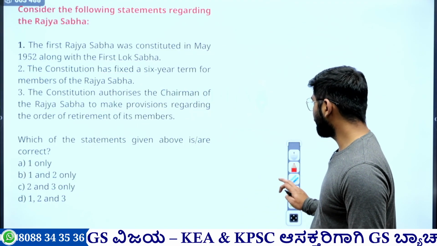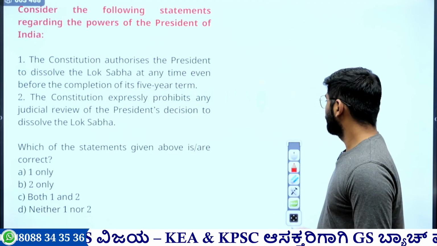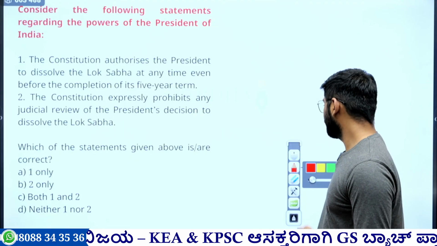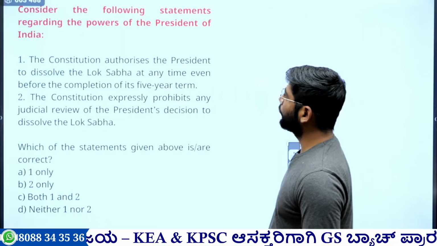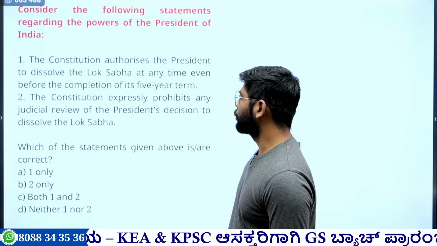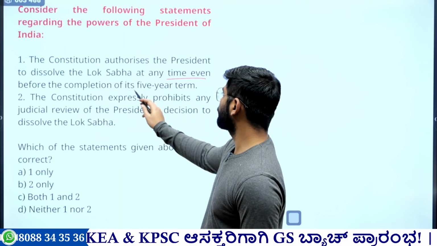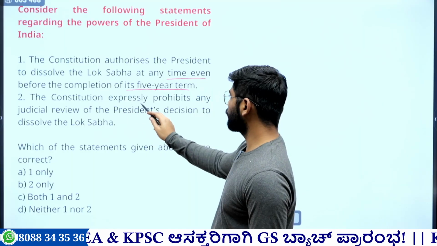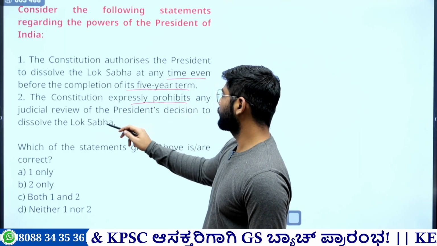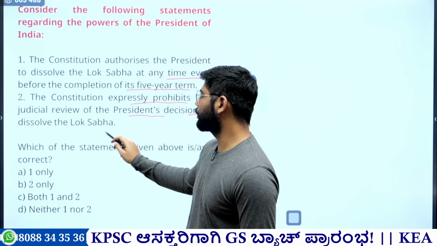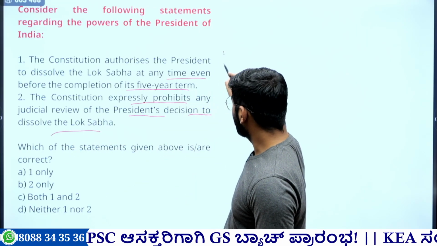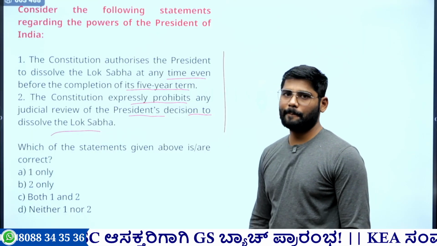Next statement. Next question here. It is again about the power of the President of India. First, the constitution authorized the president to dissolve Lok Sabha at any time, even before completion of its 5-year term. Second, the constitution expressly prohibits judicial review of the president's decision to dissolve the Lok Sabha. Let me know which one is correct here.